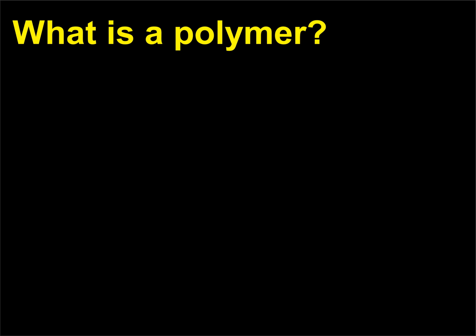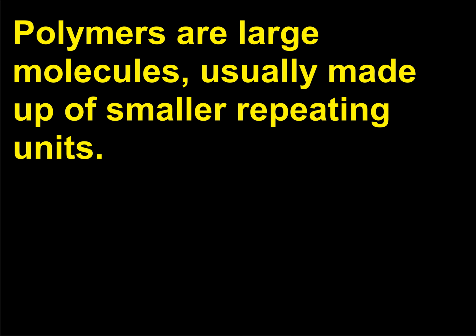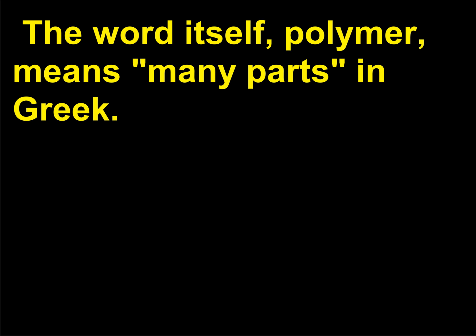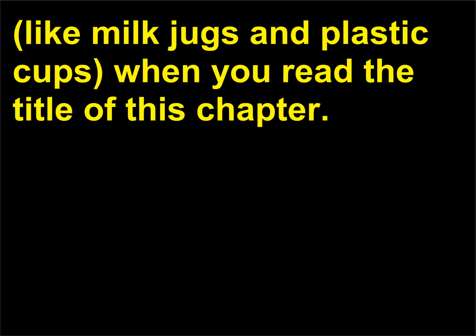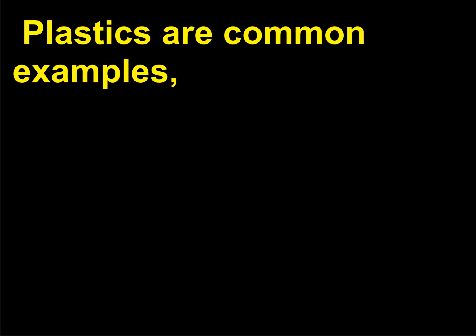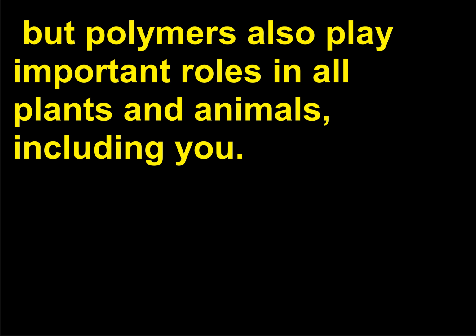What is a polymer? Polymers are large molecules, usually made up of smaller repeating units. The word itself, polymer, means many parts in Greek. You probably started thinking about plastics, like milk jugs and plastic cups, when you read the title of this chapter. Plastics are common examples. But polymers also play important roles in all plants and animals, including you.